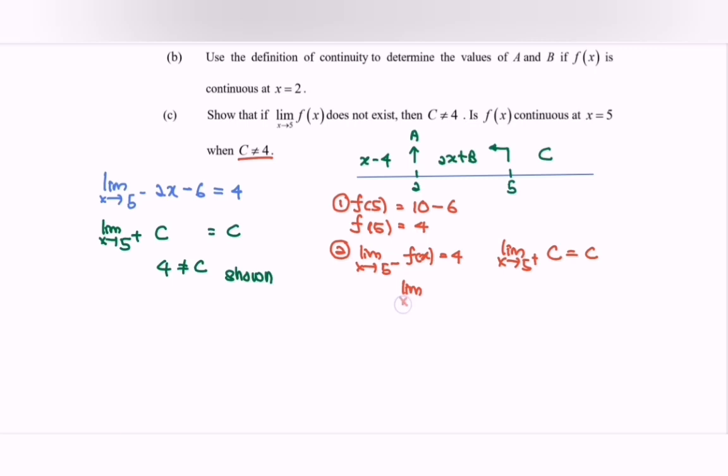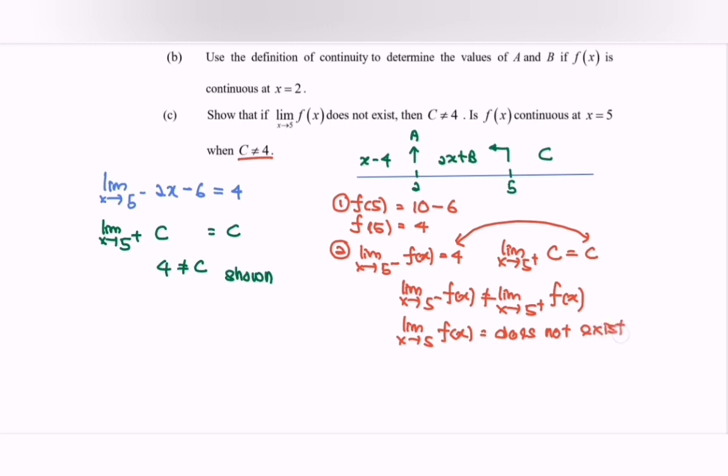So the limit when x approaches 5 from the left for the function f(x), and the limit when x approaches 5 from the right for the function f(x). The question mentions that c cannot be equal to 4, meaning other than the value 4. So if it is other than the value 4, these two values will not be the same. So the limit when x approaches 5 for the function f(x) does not exist. Then we can say that f(x) is discontinuous at x equals 5.